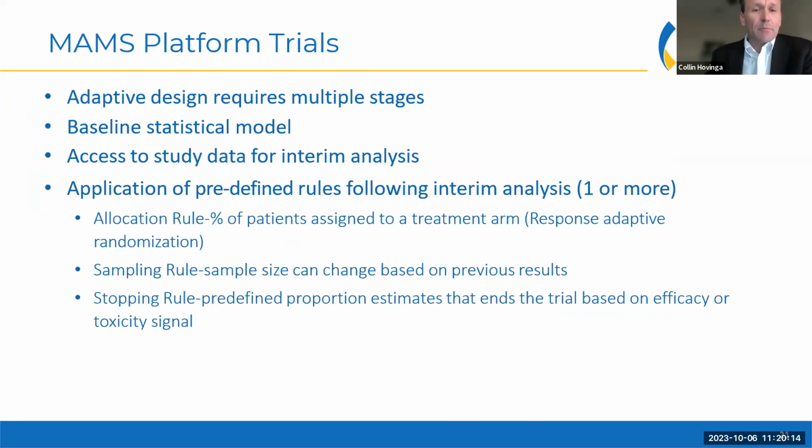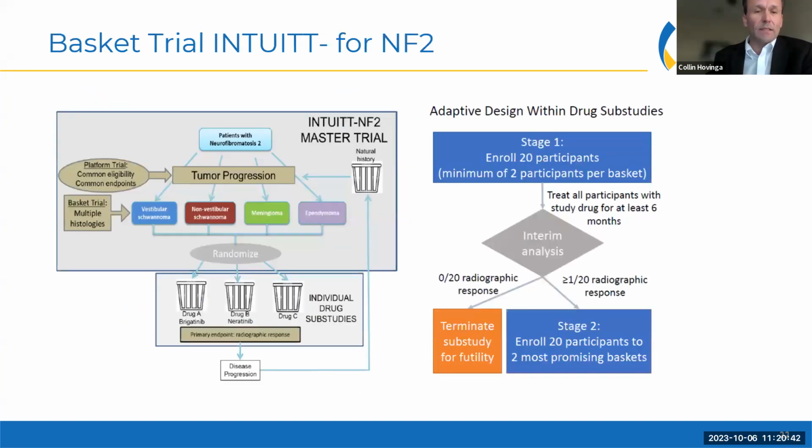Now, the adaptive design requires multiple stages. You have a baseline model. What I really want to get to as the last point is that typically it has an allocation rule that decides the imbalances in arms that can be justified based on your looks. There's sampling. You can change the sample size. It can decrease or increase based on the interim analysis. And then stopping rules, if there's a futility signal registered in a study, or whether efficacy is established, or safety or toxicity is a concern. And so you don't have to wait to the end.